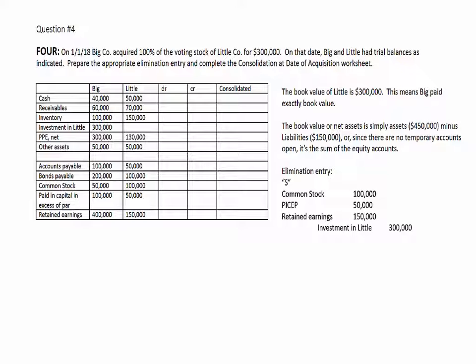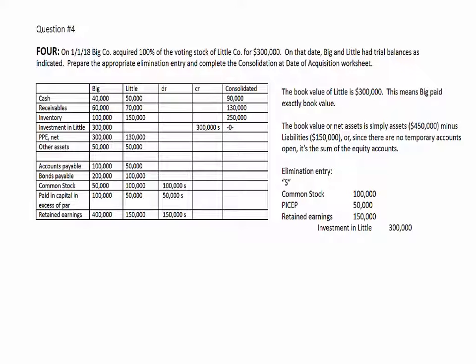We take the debits and post them to the debit column, the credits and post them to the credit column. So debiting common stock, debiting paid-in capital in excess of par, debiting retained earnings, and crediting the investment in Little. Once we do this, we simply add across each row, keeping in mind our debit and credit rules. So first, cash, receivables, and inventory, we simply add straight across.